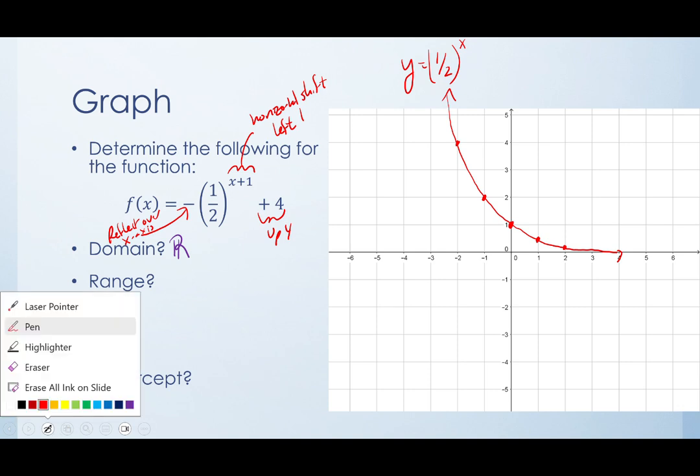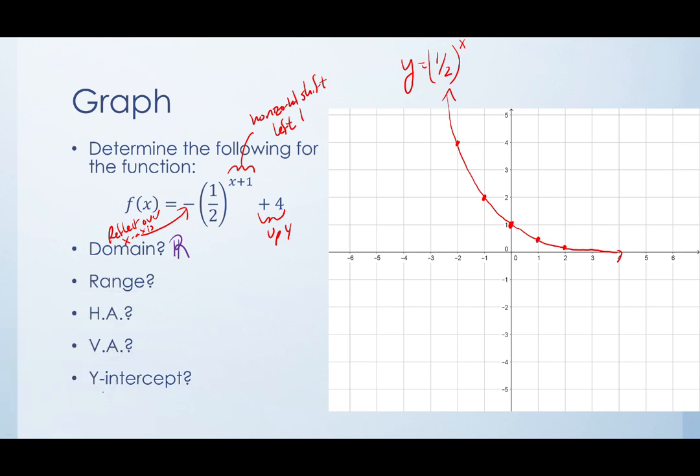So the first transformation is a horizontal shift left 1. So we're going to say, okay, let's move all these points left 1. Right? So we've got that. All right, so the blue one's going to be y equals 1/2 to the x plus 1. Then we're going to say, okay, great, I've got to reflect that over the x-axis, right? So that's the negative. So we're kind of working PEMDAS here.